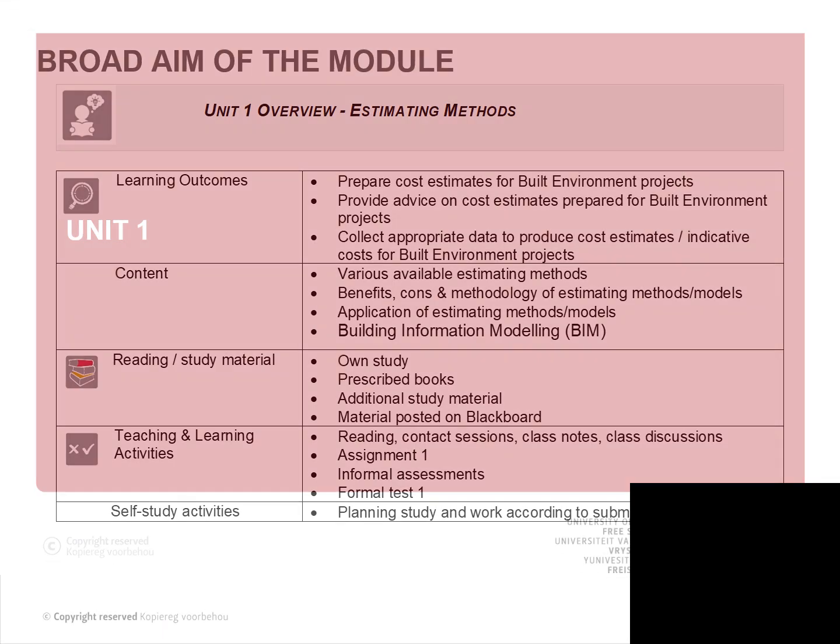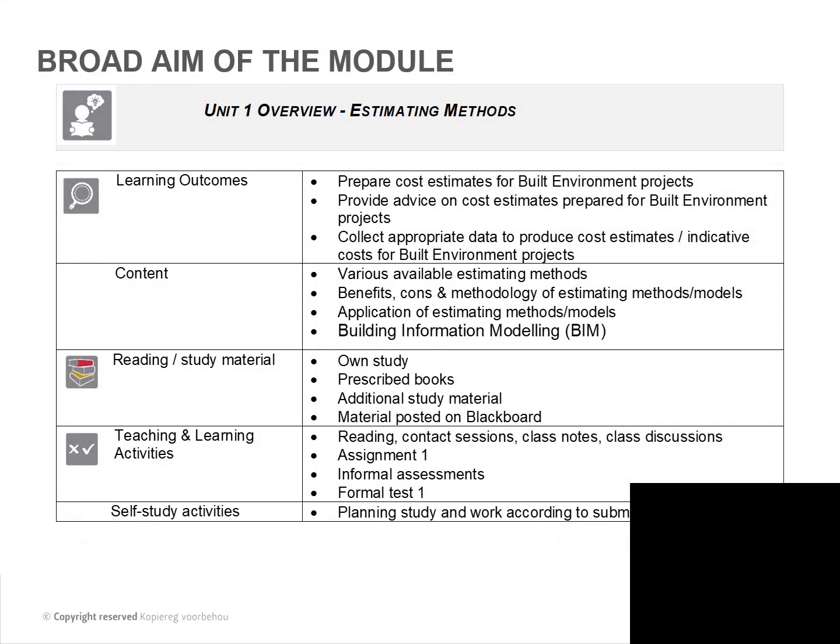Moving into the unit, we're looking at different sections. We're looking at what cost estimation is. We're also looking at various available estimation methods that we can use, what the benefits thereof are, how it's applied, and then we're going to end off with building information modeling. I'm just going to add on some information on that.